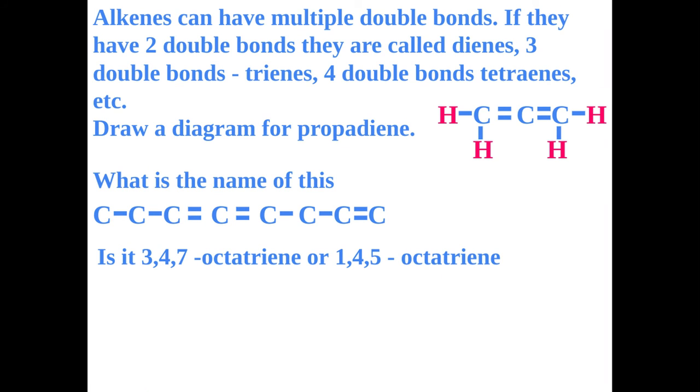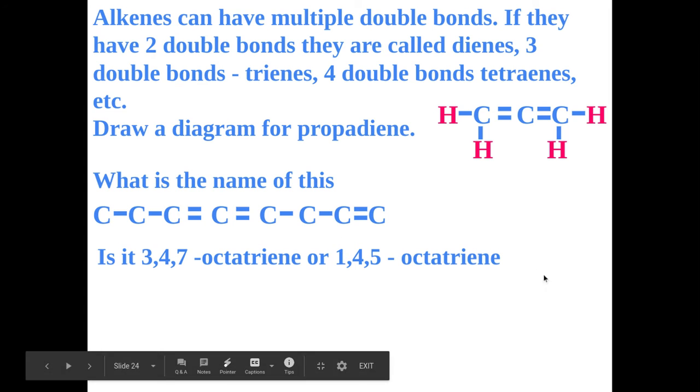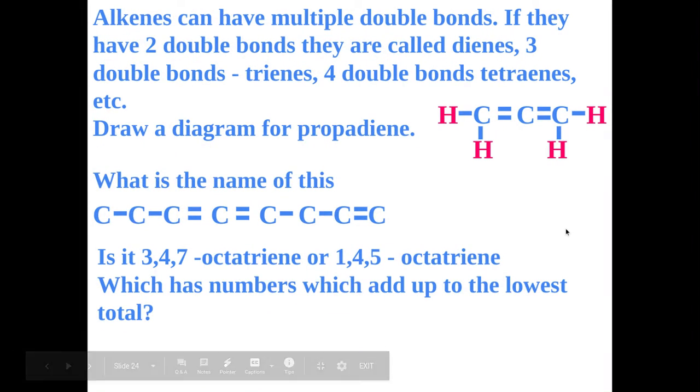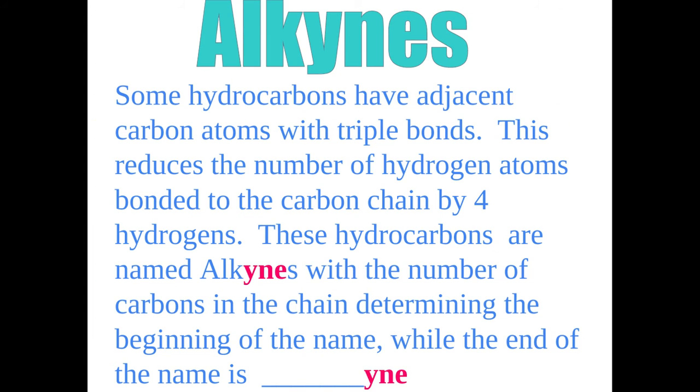Well, the answer is in adding up all of these numbers. Whichever one has the lowest number combination is the name. So this one is 1, 4, 5 octatriene, right? So which numbers add up to the lowest total? And that is the 1, 4, 5 octatriene.